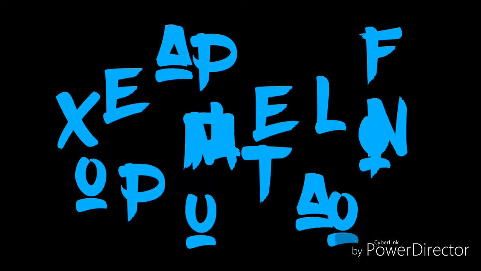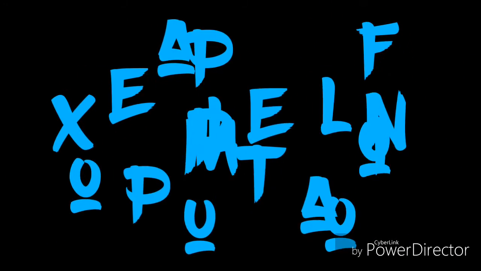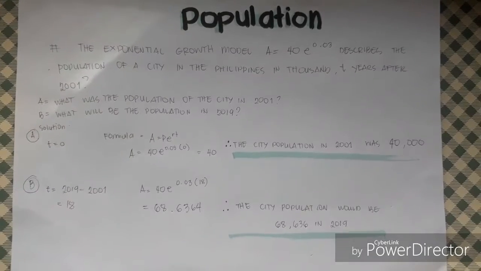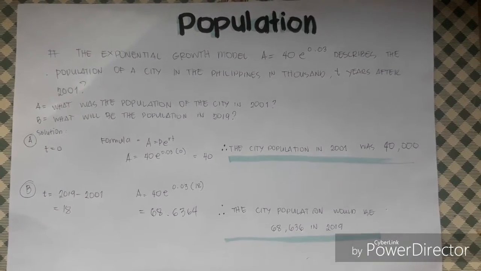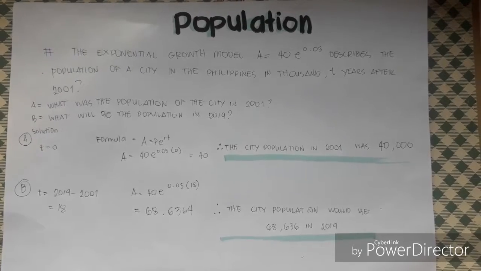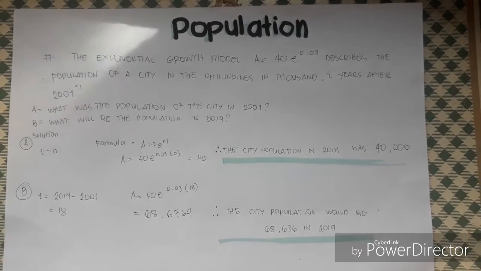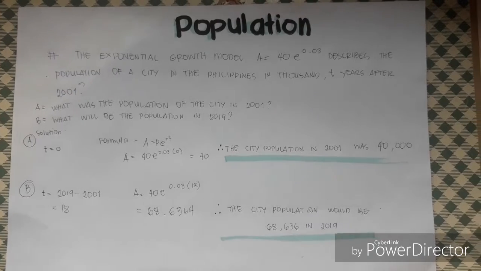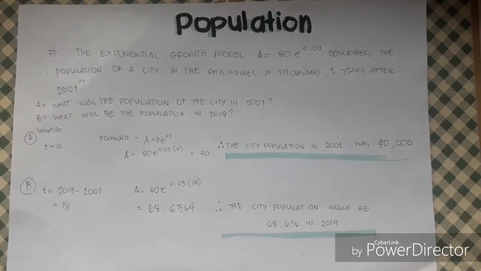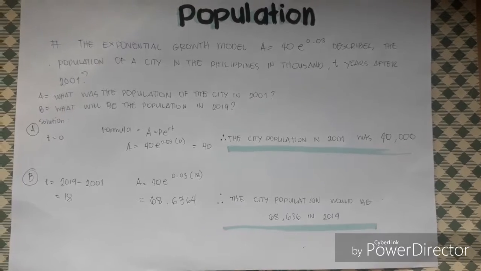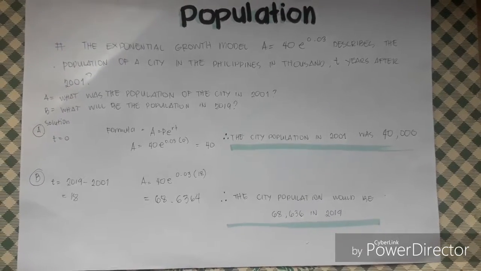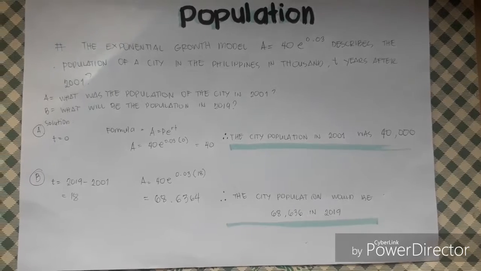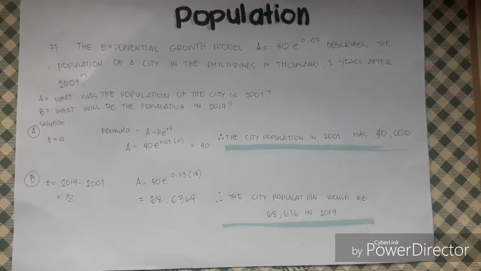Word population, or simply population. It means mathematics can be used to model the population growth. Example of population. The exponential growth model A is equal to 40 e raised to 0.03 describes the population of a city in the Philippines in 1000 years after 2001. First question is, what was the population of the city in 2001? Then, what will be the population in 2019?